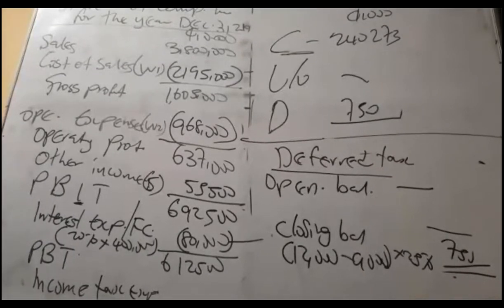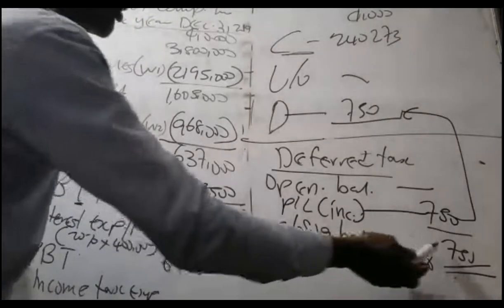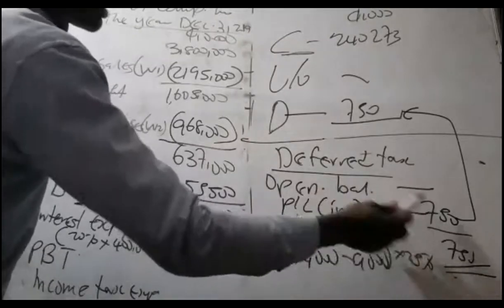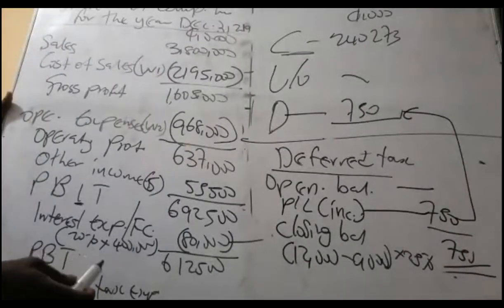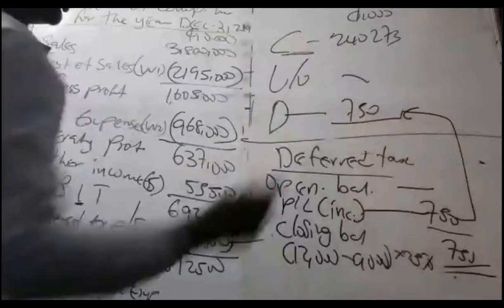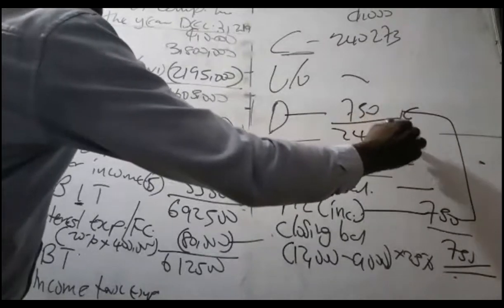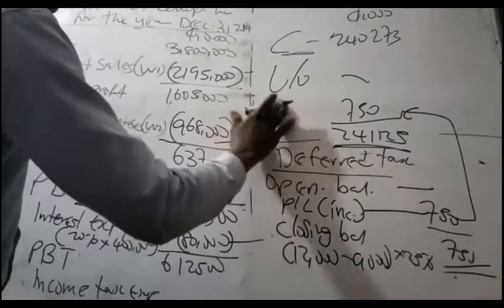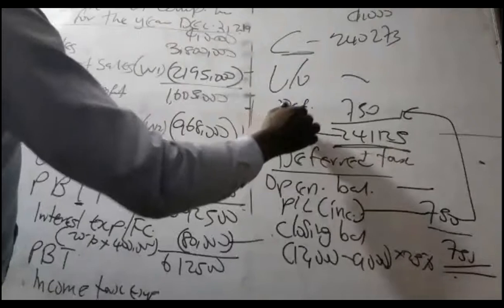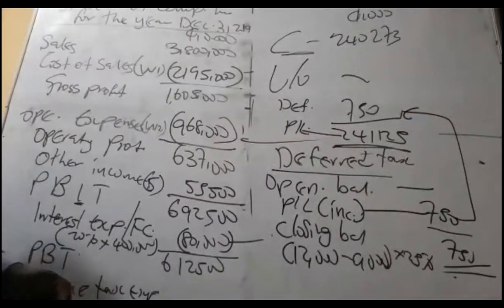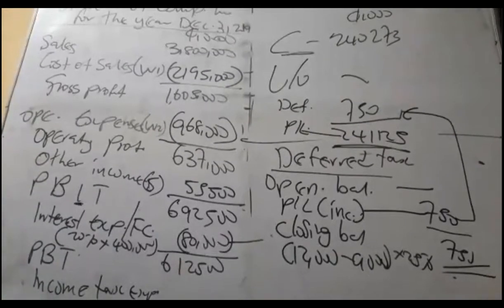So we are saying that the movement, the difference between open balance and closing balance, goes to the P&L as an expense. So that's why we posted it here. Then you sum these two up. Good. Then you get something like 241,125. That's the income tax expense taken to the P&L. So this one is the income tax expense taken to where? P&L as the income tax expense. Good. It will be 241,125.